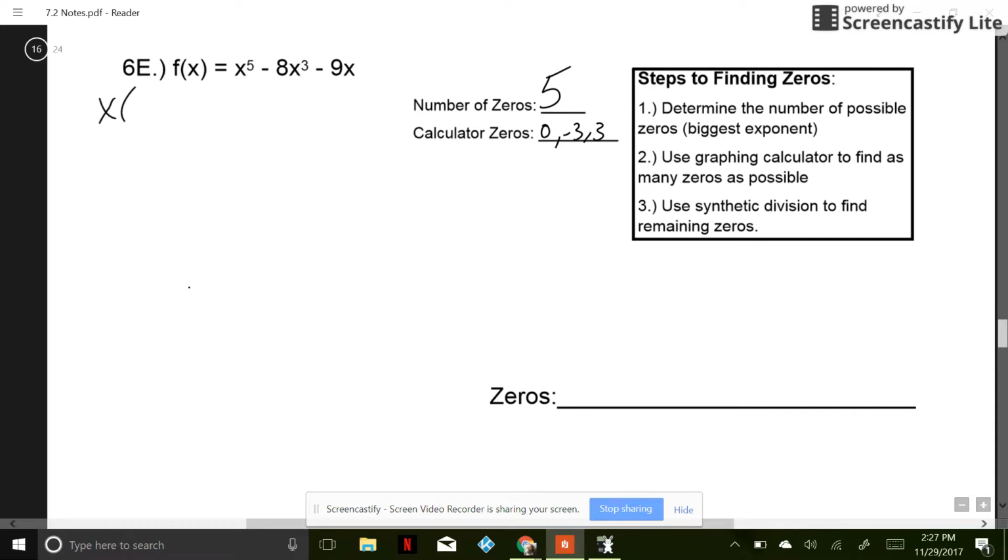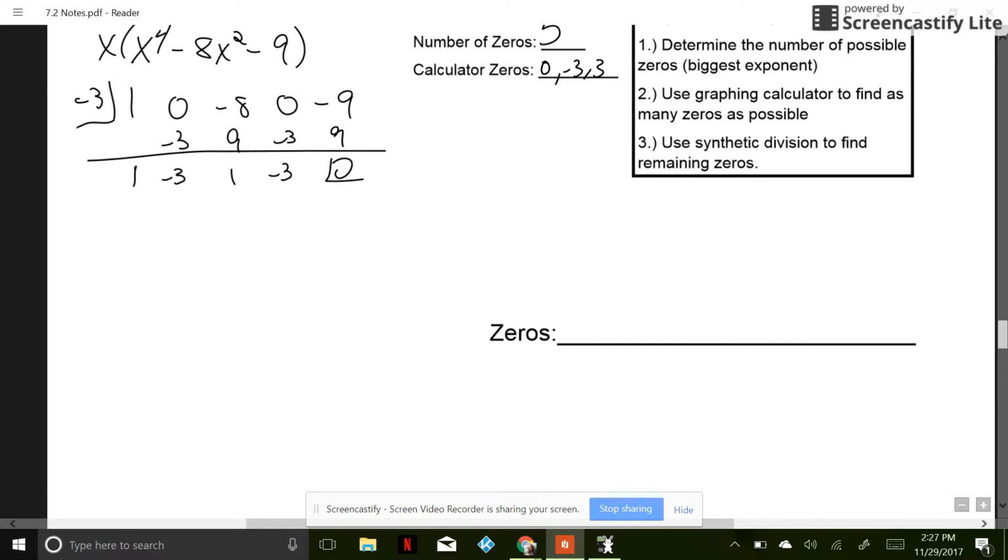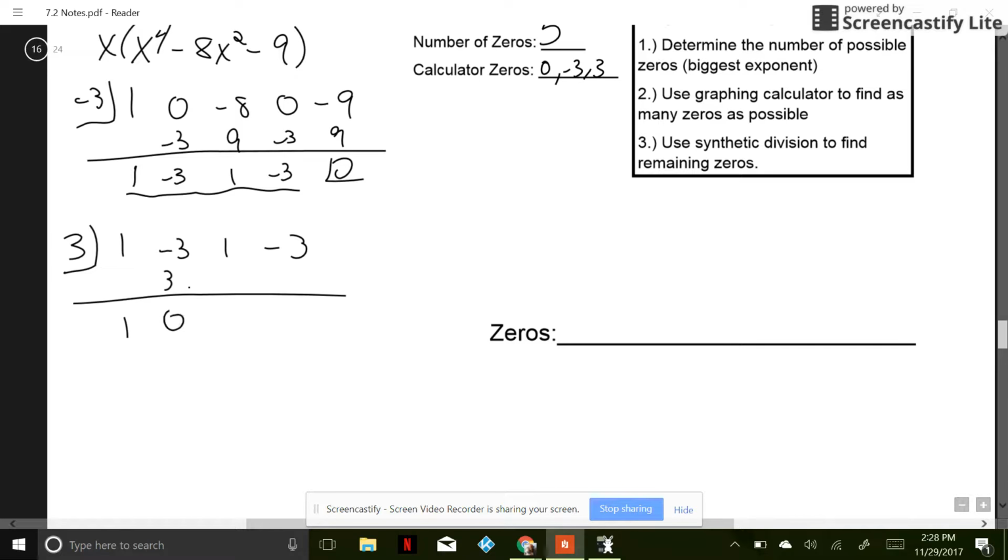So if I factor out that original x, we can go ahead and use synthetic division twice here. x to the 4th, 0x cubed, negative 8x squared, 0 x's, and a minus 9. Bring it on down, multiply, add, multiply, add, multiply, add, multiply, add. And then we'll do it again to factor out our other factor that we know. So we'll take our result from up here, bring it right on down so we can divide again. So we multiply, then we add, we multiply, we add, we multiply, and we add.